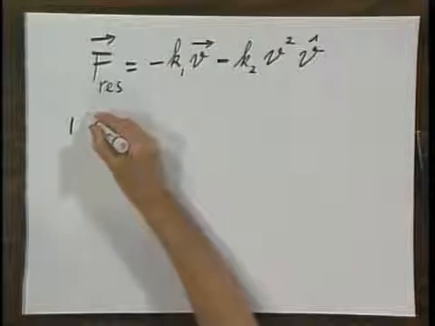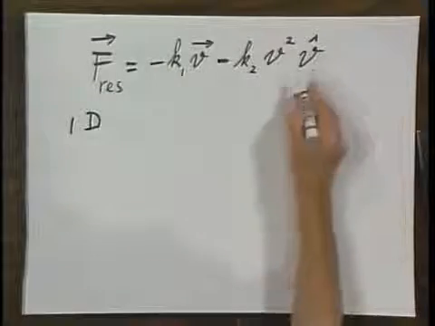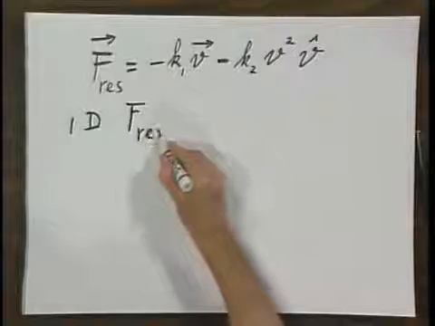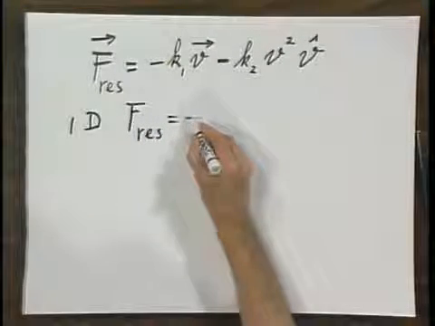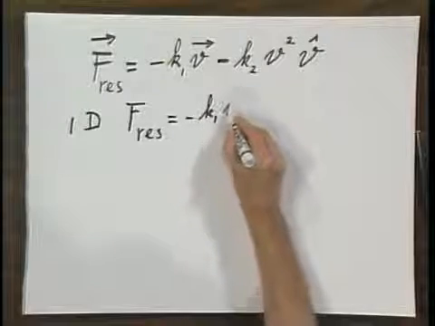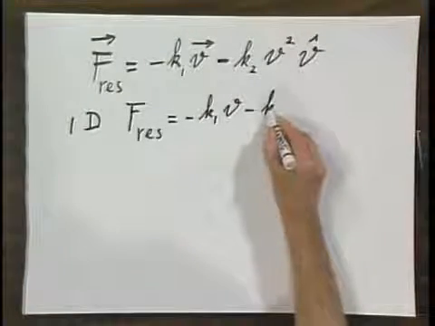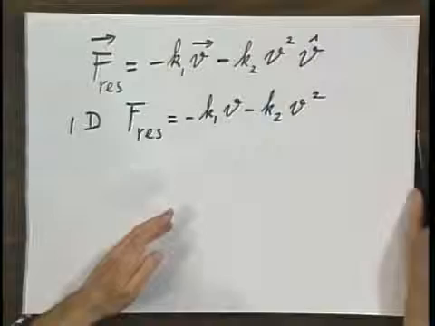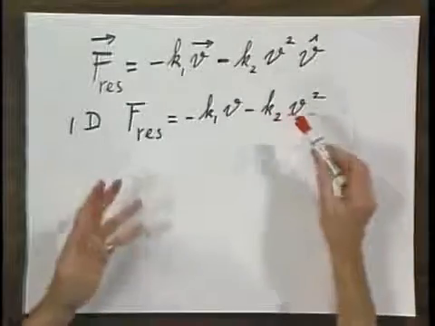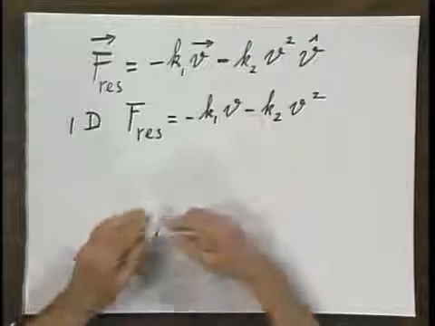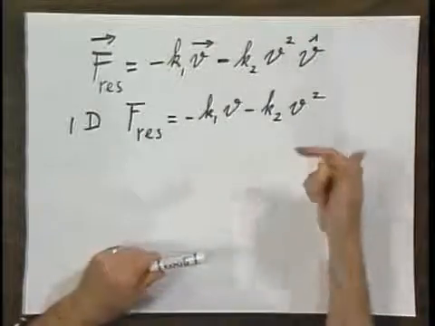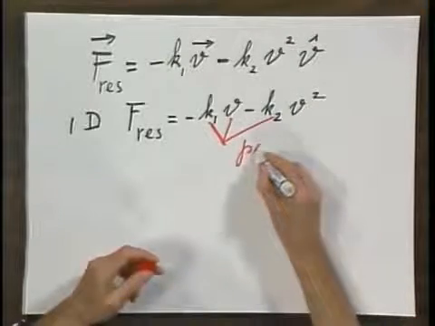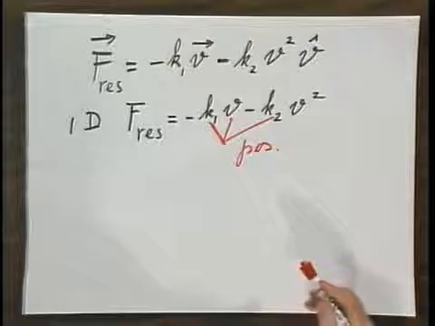Now, if we deal with one-dimensional situations, then in general we simplify this a little, and so we then write that the resistive force equals minus K1 times v minus K2 times v squared. And so the minus signs now clearly indicate the fact that we're dealing with vectors. It indicates that the resistive force opposes the direction of the velocity. K1 and K2 and v in this notation are positive.